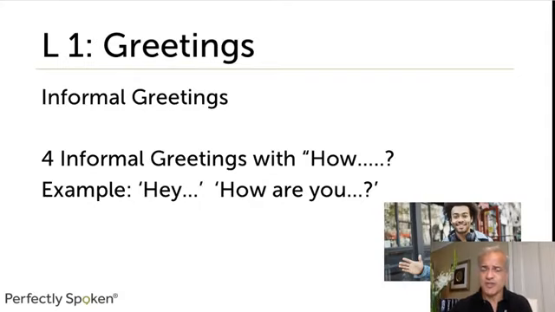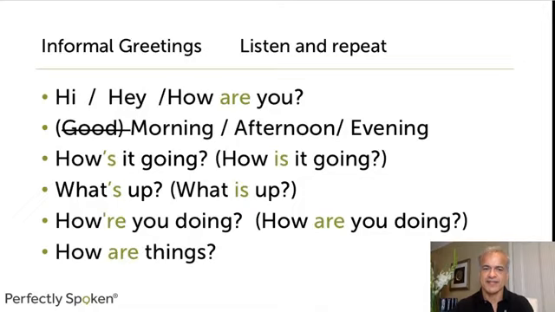Lesson 1, we started with informal and formal greetings. So can you remember 4 informal greetings with how? Here's an example. We said, hey, or how are you? Can you think of 3 more? There we go. So we have how are you? How's it going? How are you doing? How are things? And also, what's up?